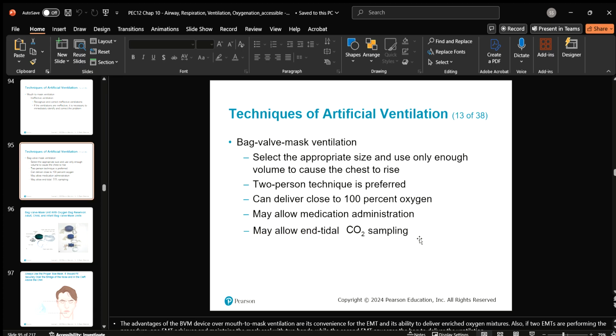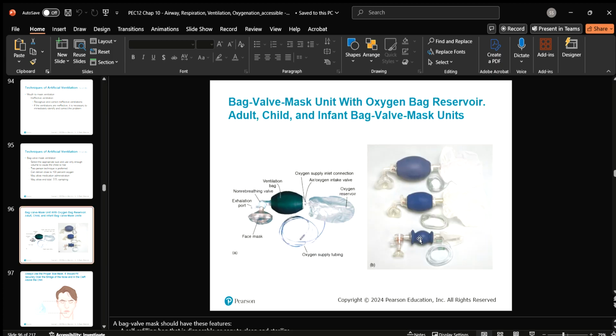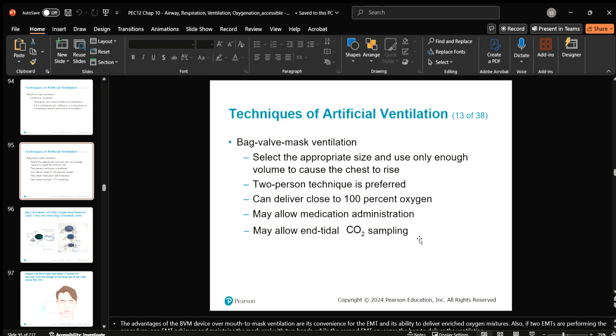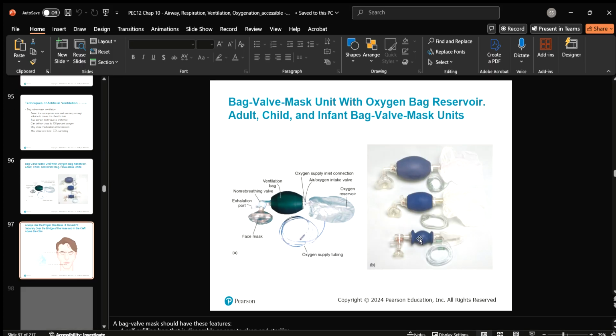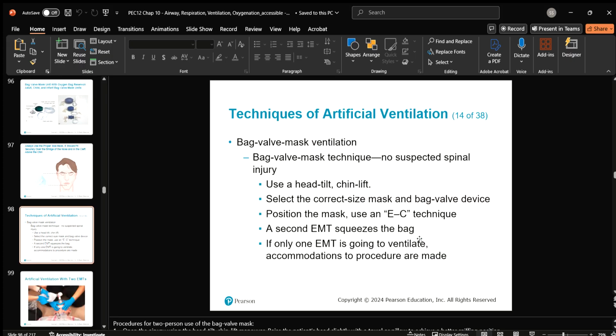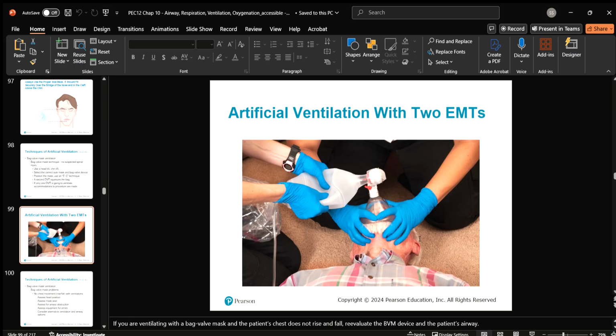Bag valve mask. The BVM is a great device because it's going to allow us to get a lot more oxygen in there more regularly, and it's going to be high flow oxygen as opposed to us breathing for them. We know how to apply it, that EC technique. If you're using 2 rescuers, this is ideal because you have 2 people applying that mask.